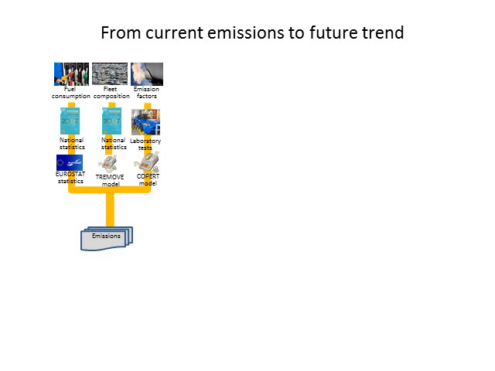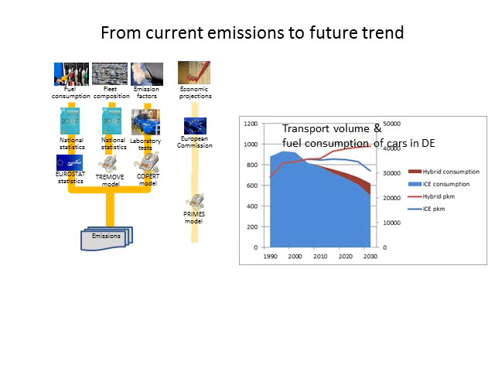Next, how to get from current emissions to future trend in emissions. We start again from economic activities projected by the PRIMES model, which is coherently doing this for all member states in the European Union, so that we have a consistent starting point. For instance, for road transport, the model predicts that economic activity, in this case transport volume, is increasing over the next decades, in this case for Germany.